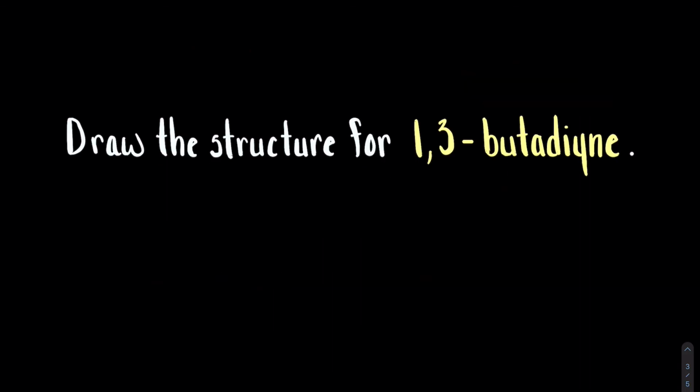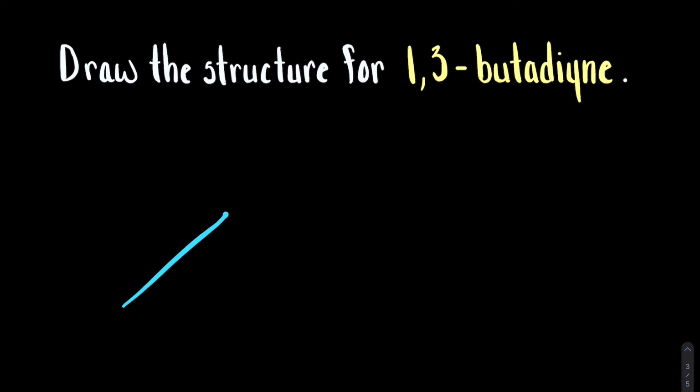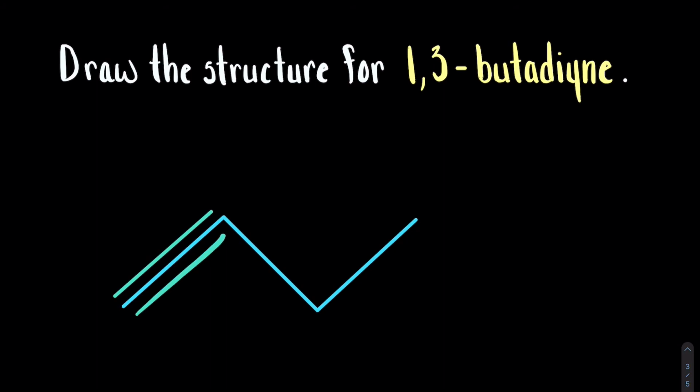We're not coming up with names, we're going to come up with a structure. Draw the structure for 1,3-butadiyne. So this means we have 2 triple bonds on the first and third carbon atom of a butane parent chain. So this is going to look like this. We've got a 4-carbon chain, and we're going to have 2 triple bonds on the first and third carbon atoms.